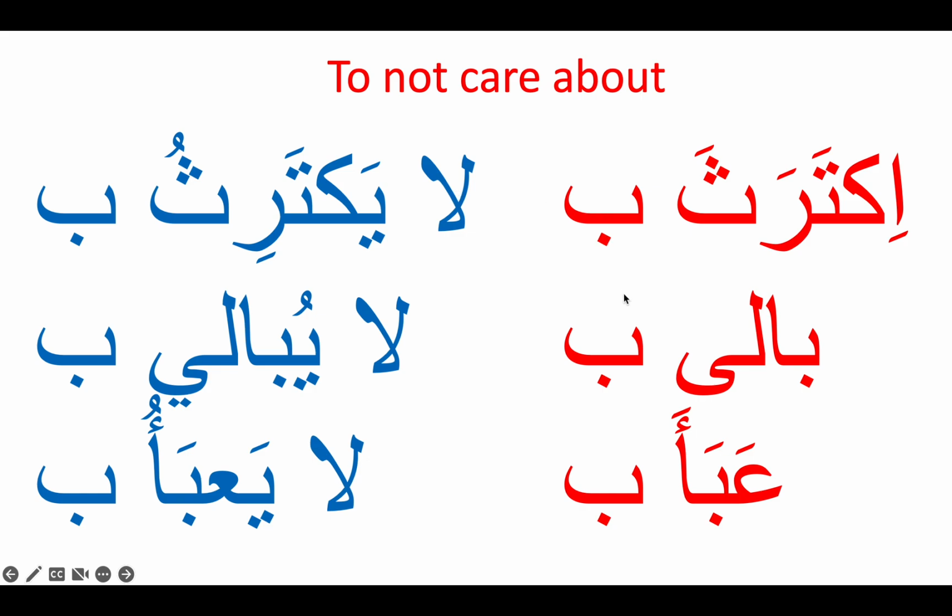Let's continue. The next verb is بالى بي. Now, what form is that? That's right, form 3. So that means that in the present, it's لا يبالي بي. Final verb, what form? That's right, form 1. عبأ بي. And that means in the present tense, it is لا يعبأ بي. Okay, let's see some example sentences now to illustrate this in more detail.